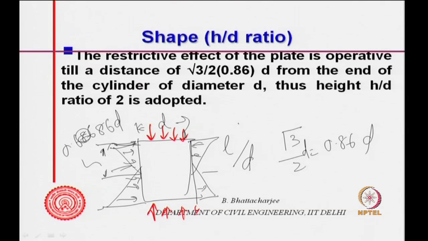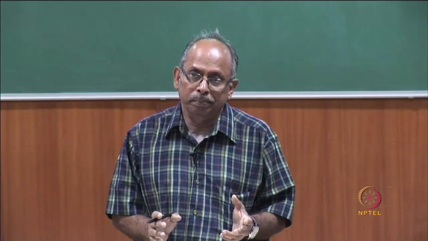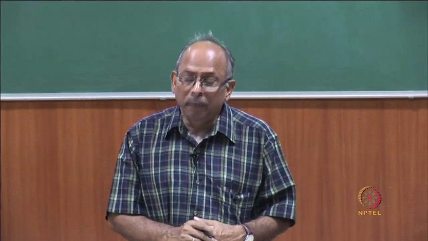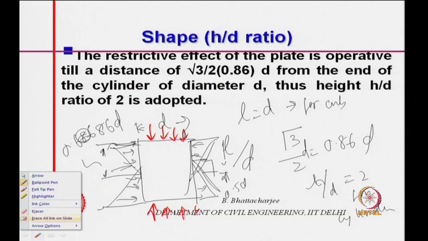So, you have L equal to d, which is the case for a cube. Actually there is an overlap of the platen effect, because this is 0.5 d and this side 0.5 d, so it goes up to 0.86 d. So, the restraining effect of the plates works over the whole of the specimen. But if you have a cylinder with h by d equal to 2, in that case, what is happening?